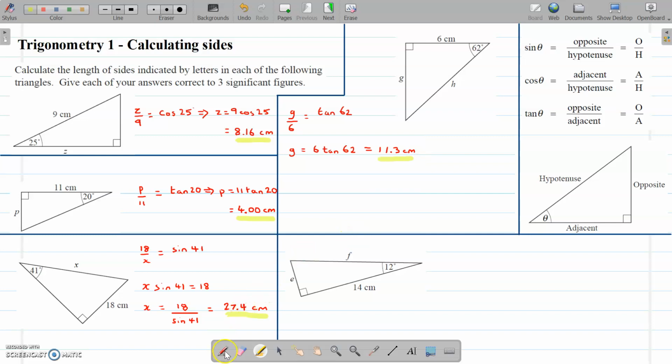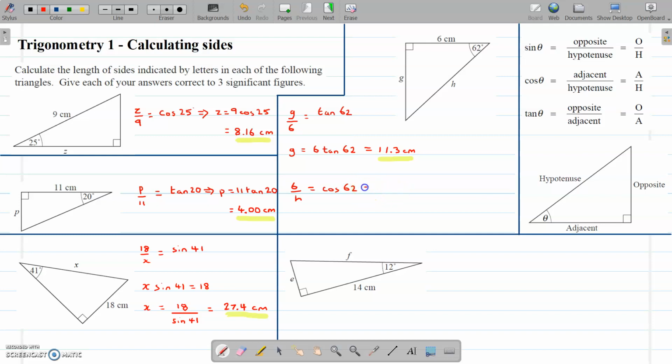Now we're going to find H. This time we've got the adjacent is 6 and the hypotenuse is H, and adjacent over hypotenuse is cosine. So I can say that 6 over H is equal to the cos of 62.